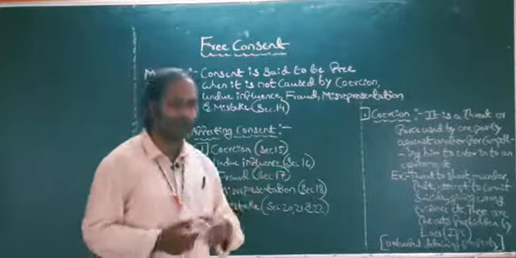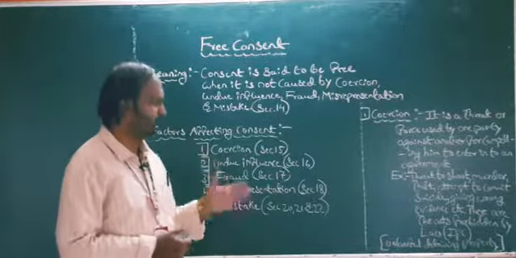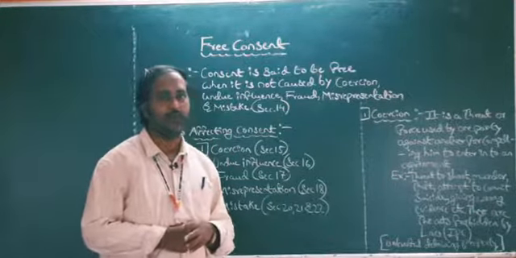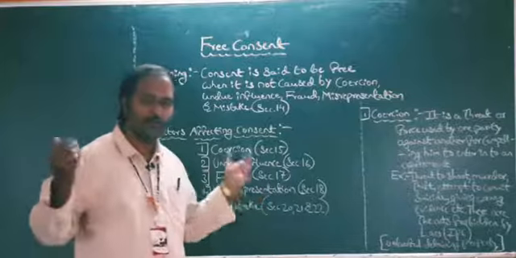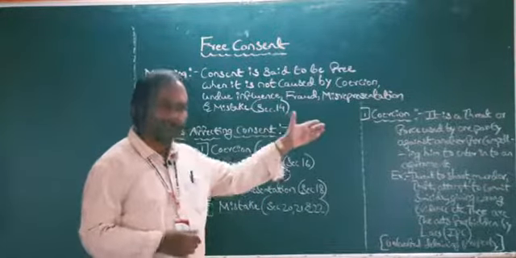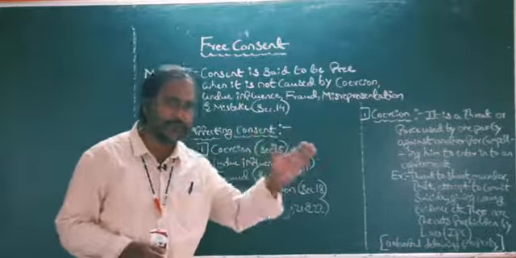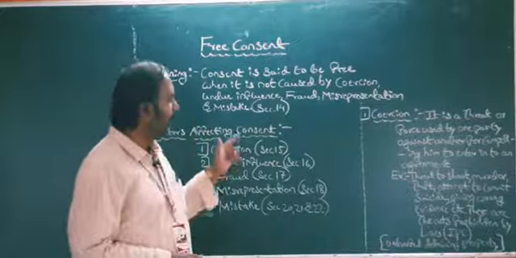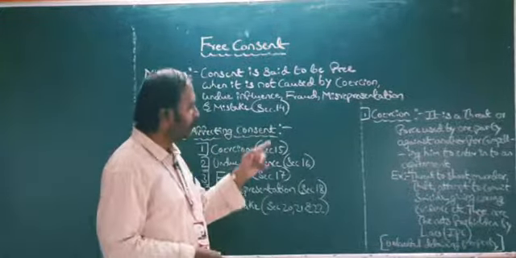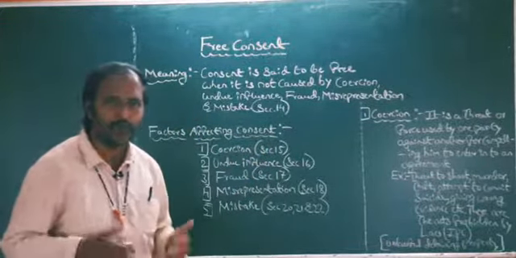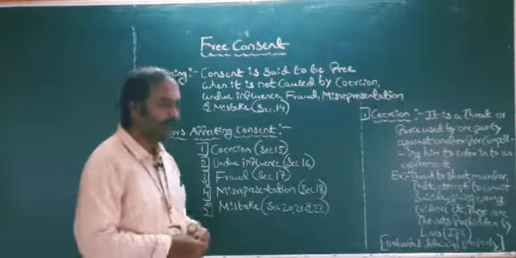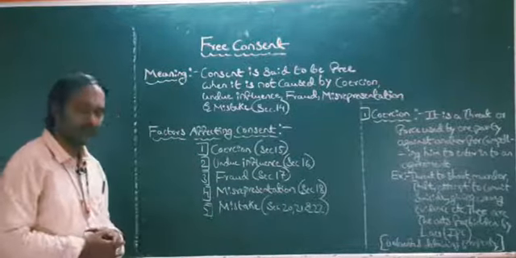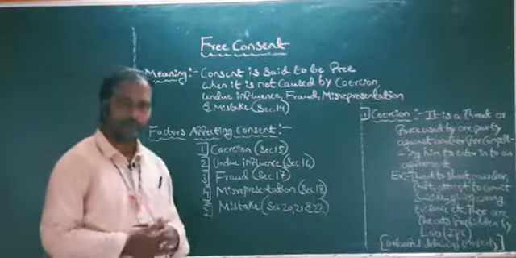All these things come under the first factor which is affecting the consent, that is coercion. So in simple terms, what is coercion? Coercion is a threat, a force, used by one party against another party for compelling him to enter into an agreement. That is coercion. I hope you got the concept which I wanted to discuss today.